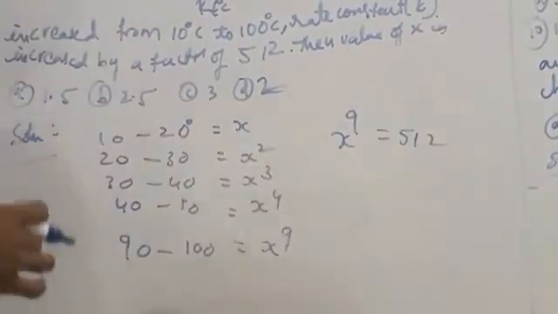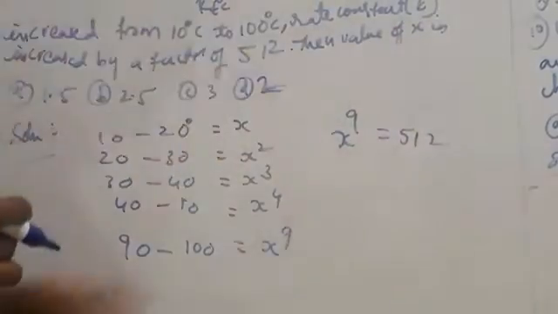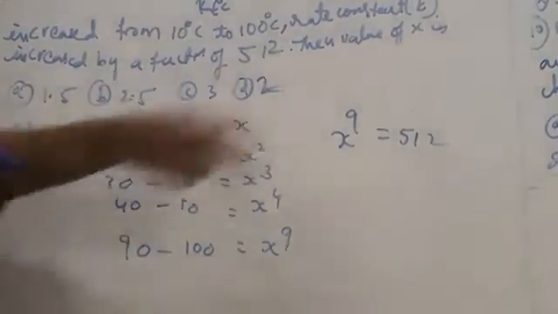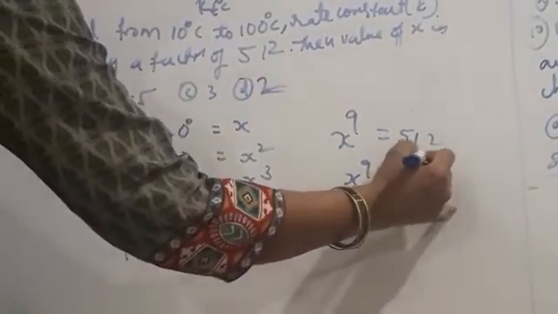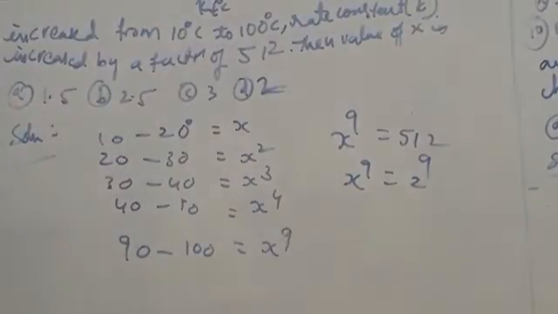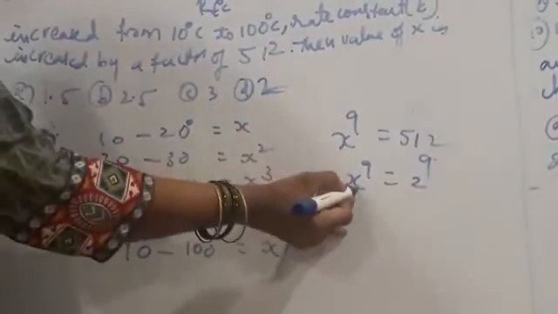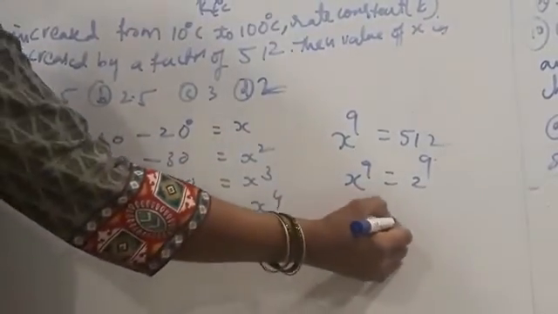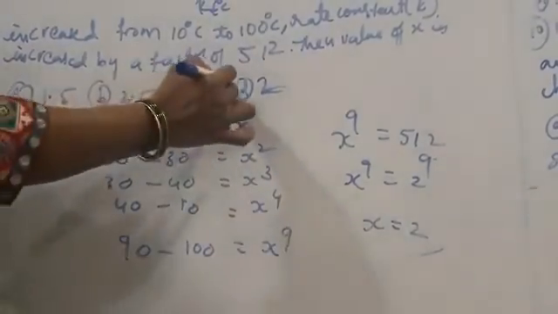So, we can write 512 as 2 to the power 9. So, X to the power 9 is equal to 2 to the power 9. As powers are same, bases must be same. So, that's why X is equal to 2. Option D is correct.